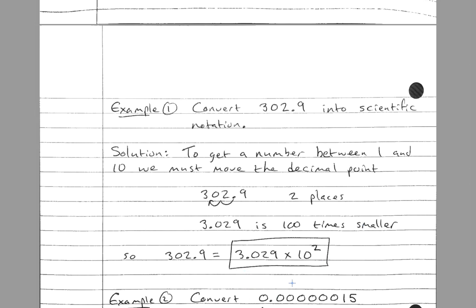Okay, and the point of all this is, now this number, this is the original number, but we've written it in scientific notation. A number between 1 and 10 times a power of 10. And you can check these are equal, so if you do multiply by 10 to the power 2, then the decimal point just goes back to where it was originally, between the 2 and the 9.